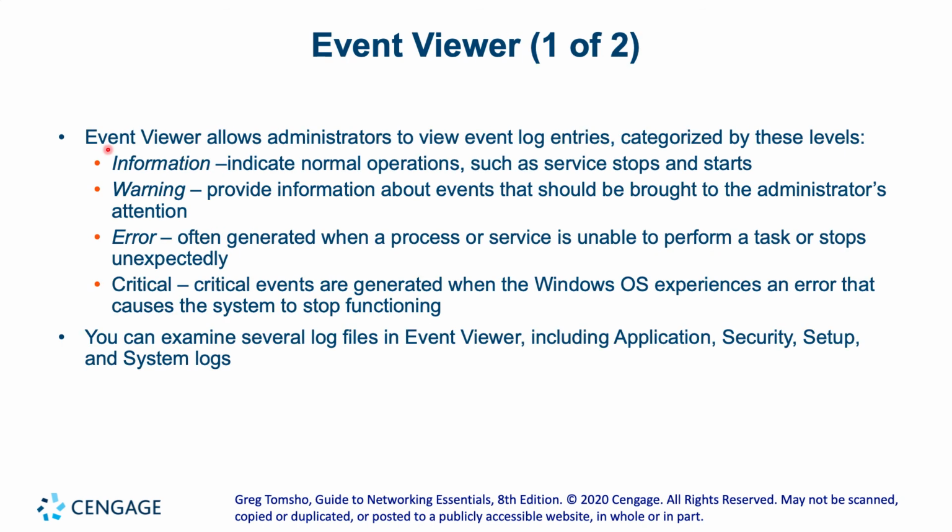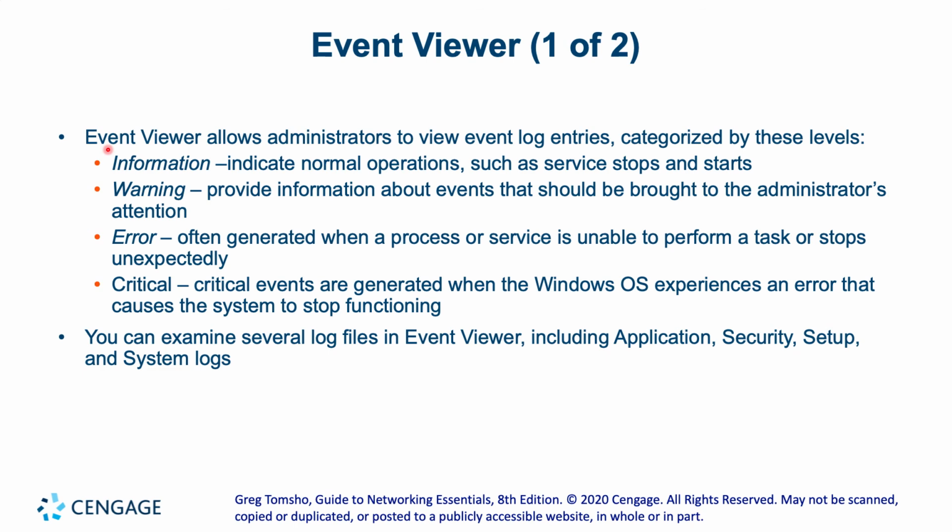Remember, Event Viewer allows you to see what happened in the past. It categorizes the stuff that happens in the past in 4 different buckets. One is called information. Information is normal activity of the computer. You can ignore it.